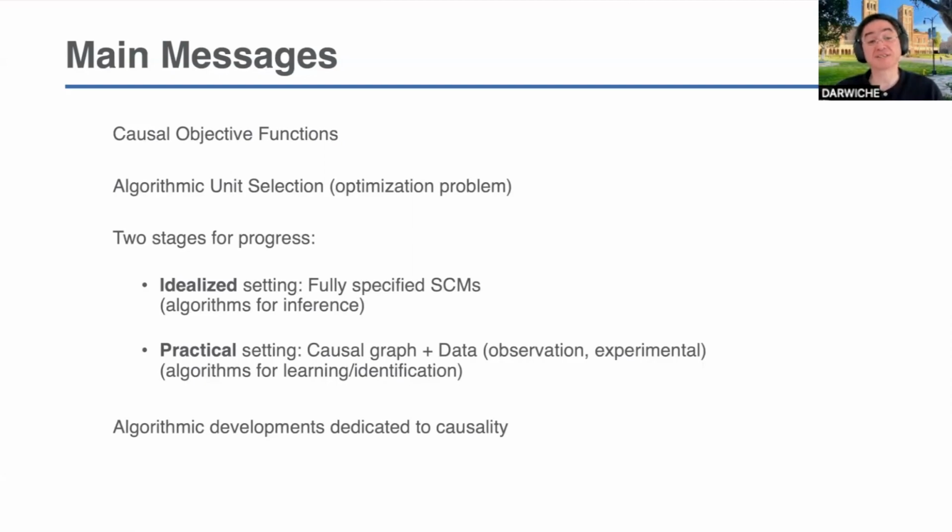The other main message is there are some really exciting new algorithmic developments that are dedicated to problems in causality. One of them is what I just showed you, this notion of the treewidth of parallel worlds. And the other is this notion of causal treewidth, which I skipped that slide, but I'm happy to talk about.